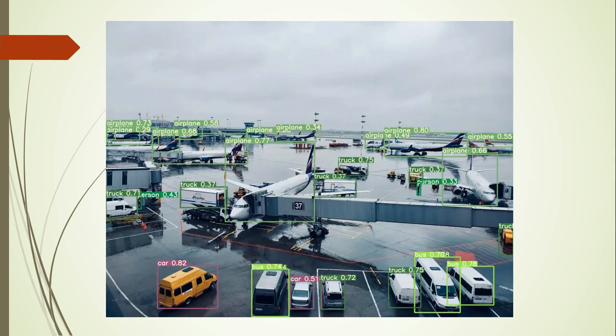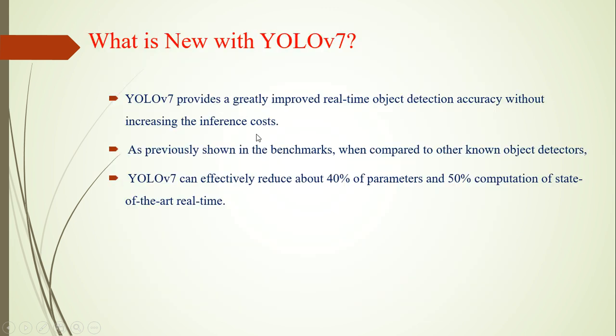So this is an example scenario in an airport, where the image is processed with the help of YOLO V7 code. It shows the concept of aeroplane, car, van, and so on with the class probability value, truck 0.75 and so on. So even real-time videos we can apply YOLO V7 to. And what is new with YOLO V7 is that it provides improved real-time object detection accuracy without increasing the inference cost.